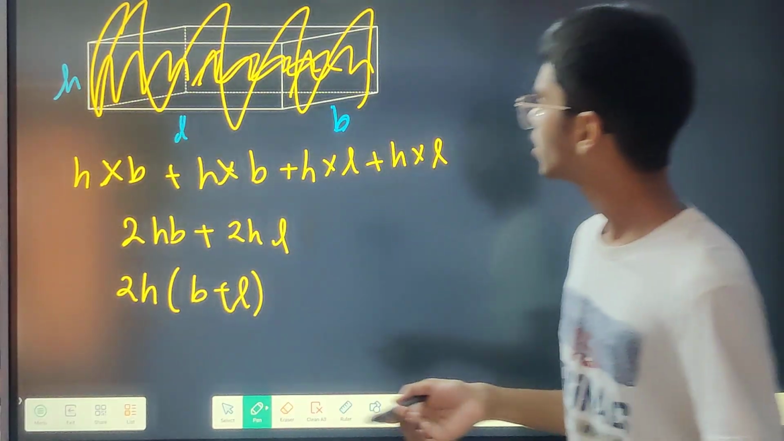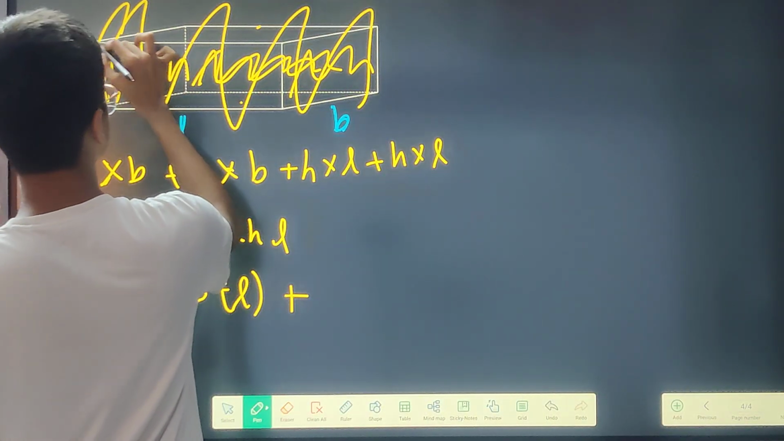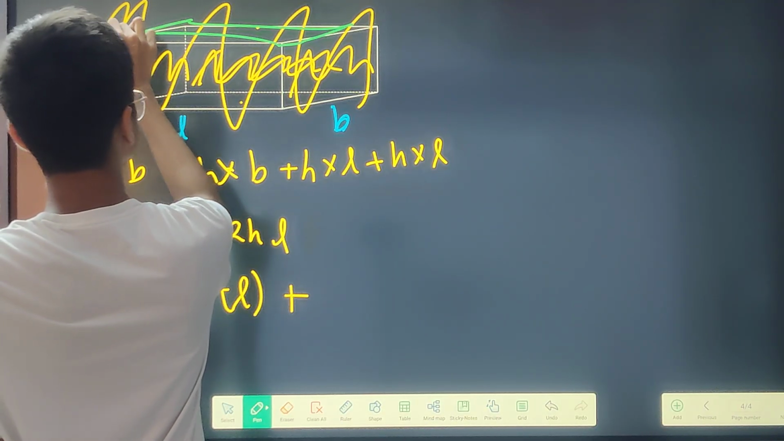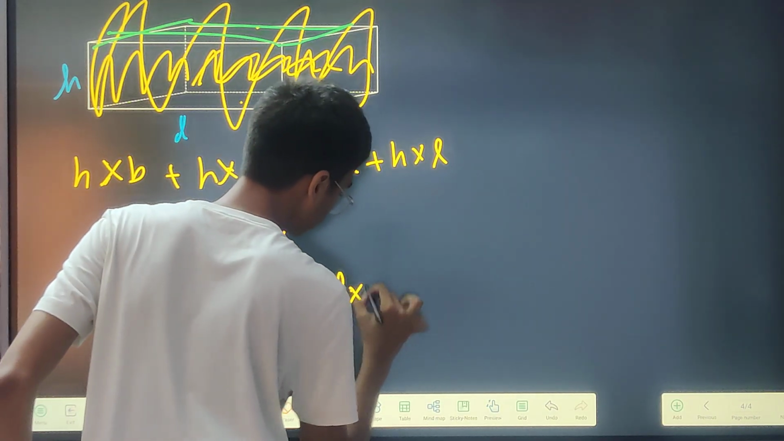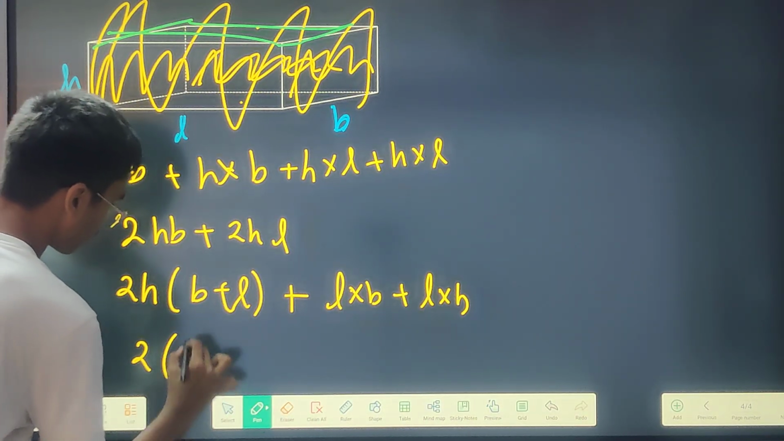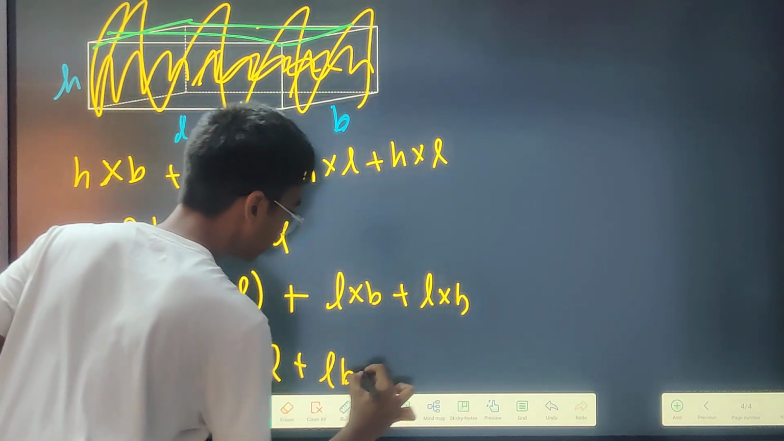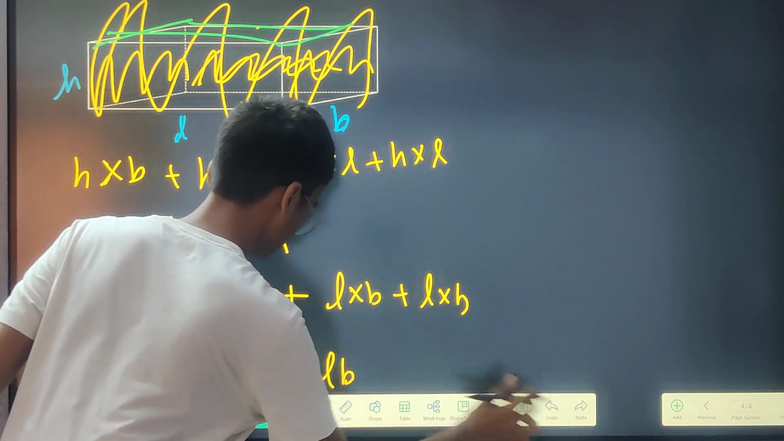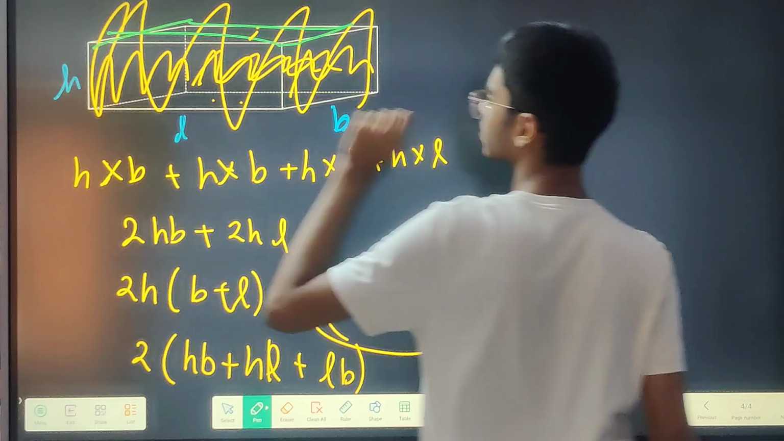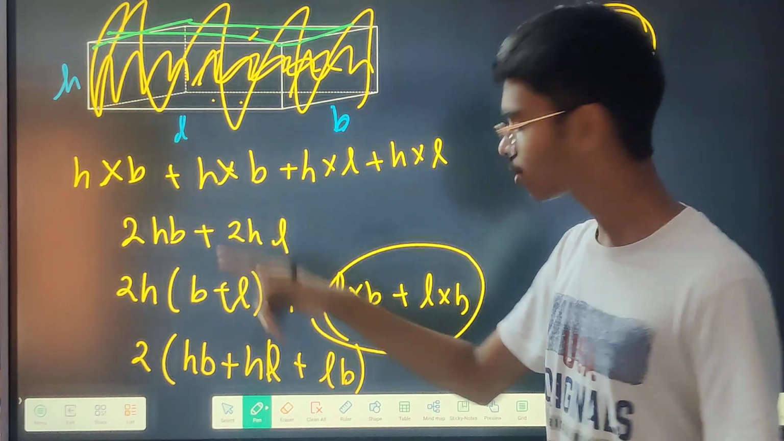Now the total surface area: you have to take the entire surface area, which means you will also have to include this side and this side. So just add it. That is going to be L into B plus L into B, so you can take 2 as common. So 2 times HB plus HL plus LB. This is your total surface area, because you have to add this and this also. Then your entire volume is going to be LBH. That's it.